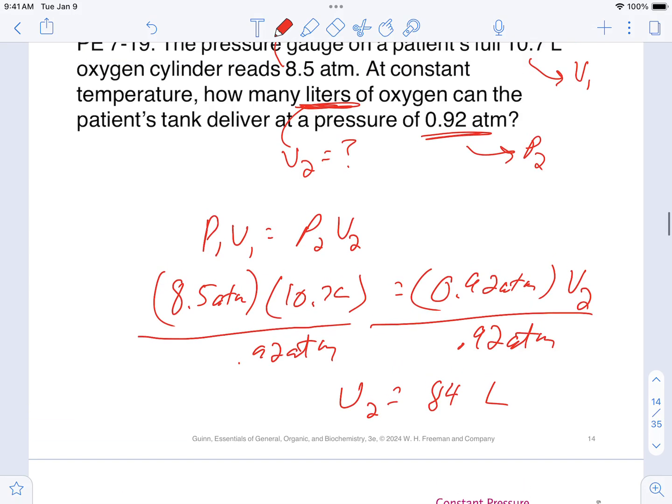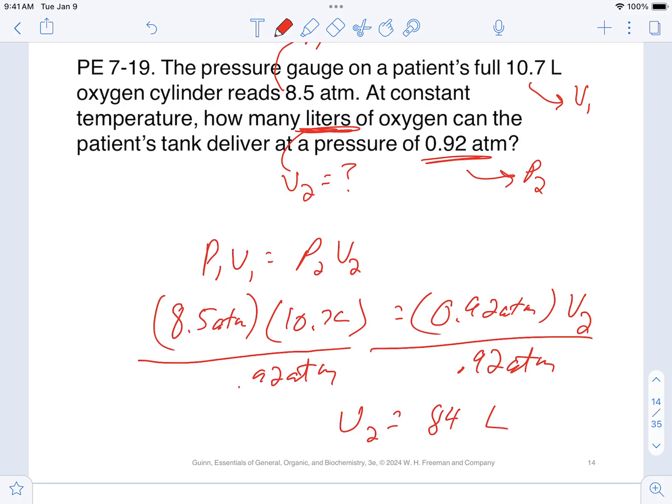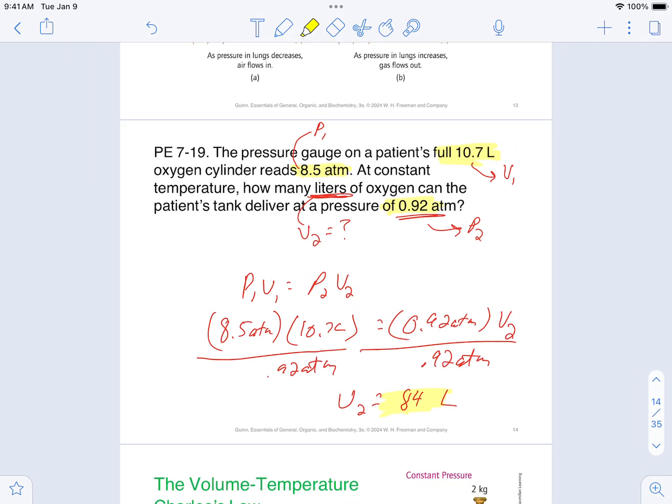Another check you can have here, we know that Boyle's law is inversely proportional. So look what's happening to the pressure. The pressure is going from 8.5 to 0.92. So the pressure is going down, which means the volume should go up. And look what happened with the volume. We started with 10.7 and we ended with 84. And you can always check that in these problems.